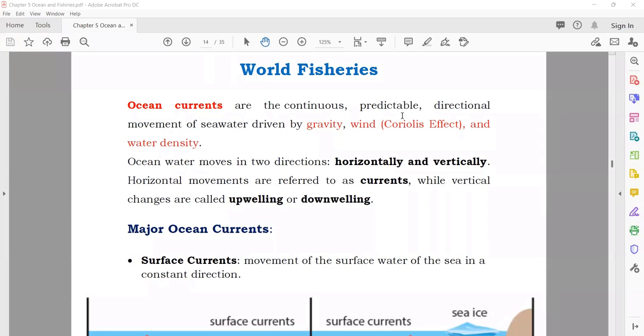Now we talk about the fisheries, world fisheries. We talk about how the behavior of the ocean will help the fisheries to grow, to reproduce, and how it will help with climate change and all these things. This is really easy. No need to be confused or afraid by seeing the term ocean currents. In the exam, they are not going to ask that much detail.